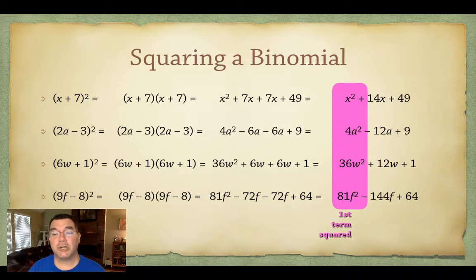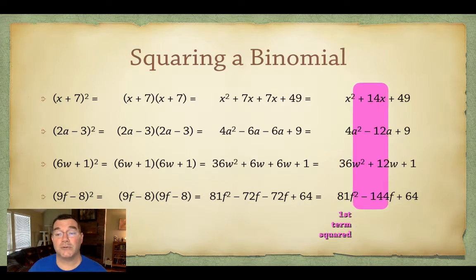The very first term in my answer was always the first term in the question squared. So in the case of the first example, x squared is x squared. 2a squared is 4a squared. 6w squared is 36w squared. And 9f squared is 81f squared. So you can see that there's a pattern with those first terms.